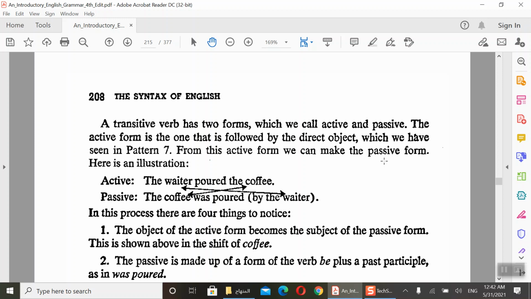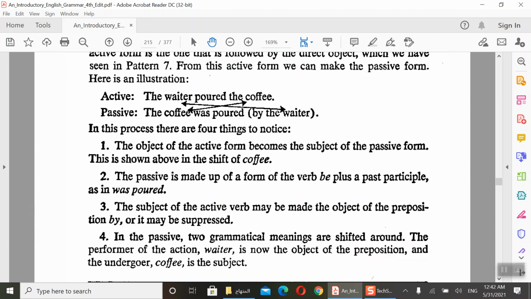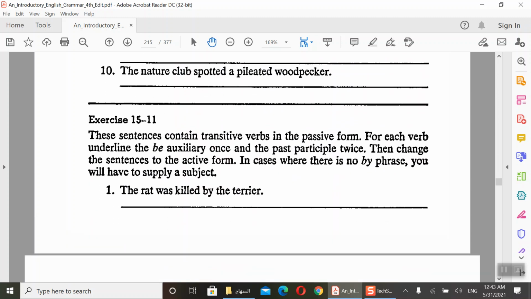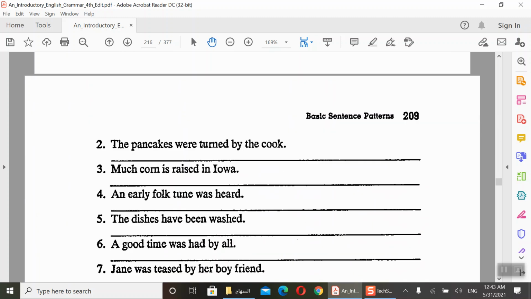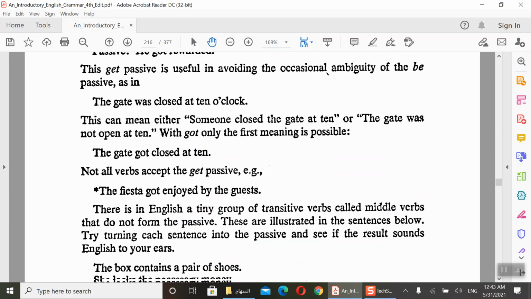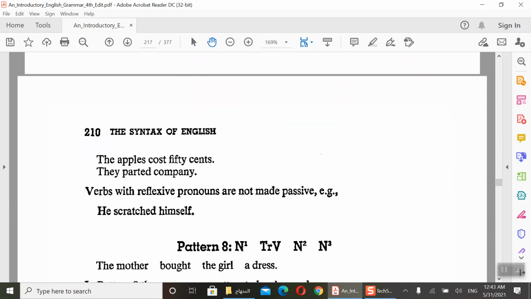You studied in the first stage what the passive voice is, and in preparatory school, and how we make the passive voice. So you can read it. How we can make passive voice. The rat was killed by the terrier. This is active, the teacher, we use got sometimes. Okay.